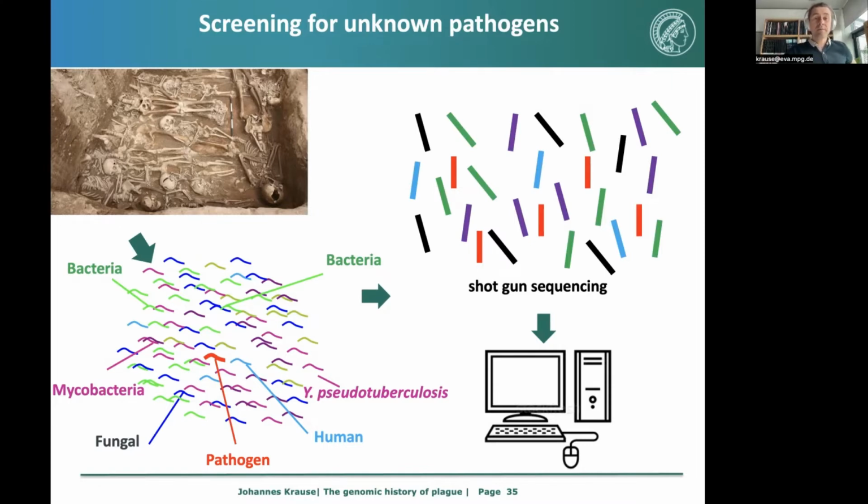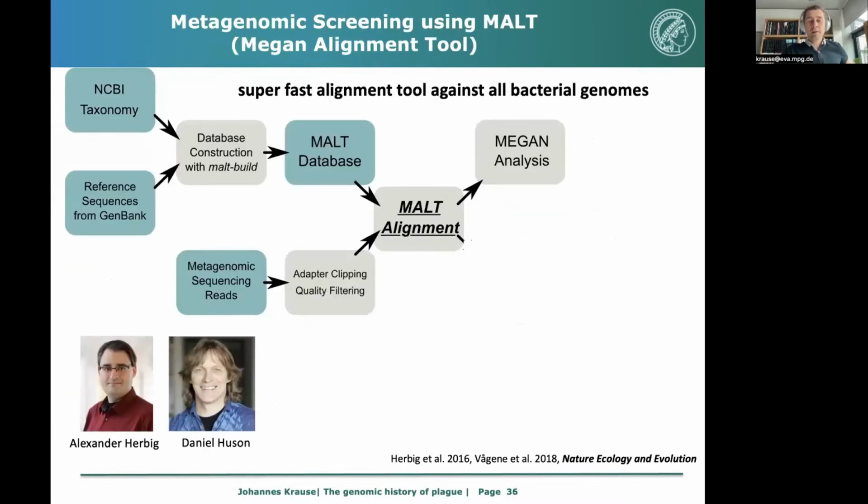So people had to develop new algorithms. And we were very fortunate that we could work together with Daniel Huson from Tübingen University and Alexander on a new algorithm called MALT, the MEGAN Alignment Tool. That's a metagenomic analysis tool, which you can basically feed a database to. For example, all the genomes of the world that have been reconstructed so far, which is maybe 30, 40,000, all the bacterial genomes, whatever you choose.